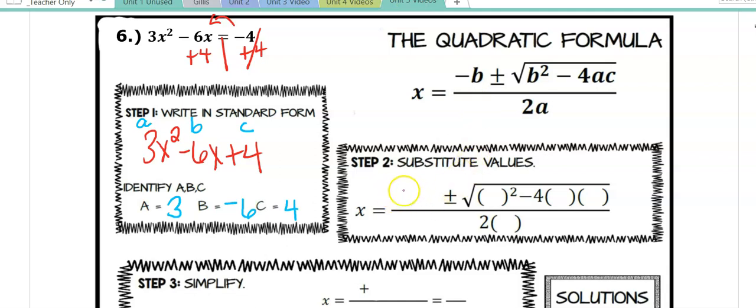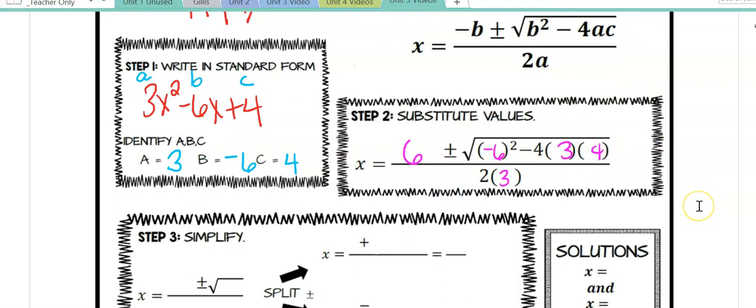1, 2, 3. X equals the opposite of B, so instead of a negative, it's a positive, plus or minus the square root of B squared minus 4AC, all divided by 2A. And remember, you have to make sure that divide gets up underneath there when we start writing it on our own, which we will in a few examples.